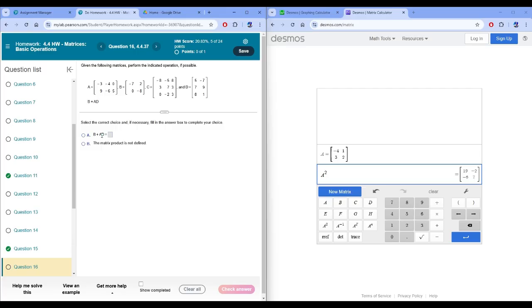A times D. This is a 2 by 3 times a 3 by 2, which gives me a 2 by 2. A 2 by 2 plus a 2 by 2 will give me an answer. I don't know what it is, but you guys got that.